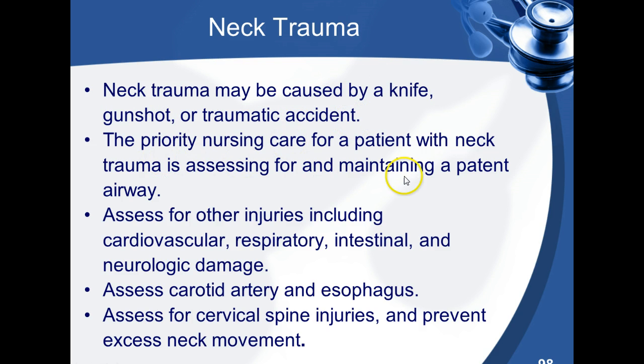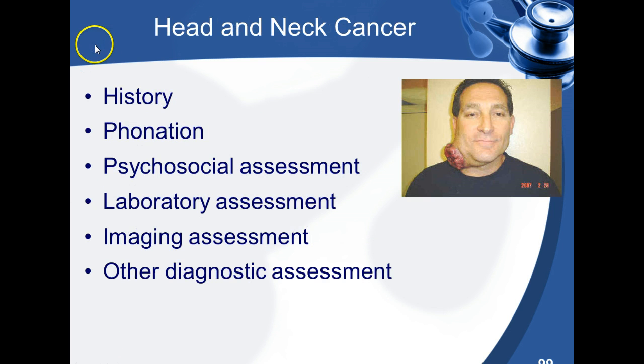A person who has neck trauma, it may be caused by a knife, gunshot, or traumatic accident. The priority nursing care with a patient with neck trauma, once again, like we always say, you guys, is airway. Of course you're going to assess first. The first thing is going to be the airway, then you can assess other parts of the system, and also make sure that you prevent them from moving their neck. And then we talked about head and neck cancer. You want to get the history related to that, do a psychosocial assessment, laboratory assessments, imaging, and other diagnostics. And here's a picture. We talked about this a little bit earlier.